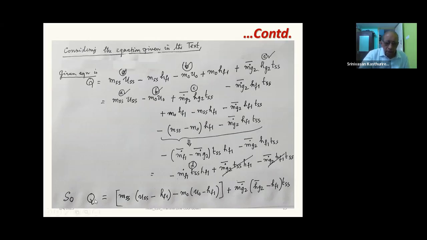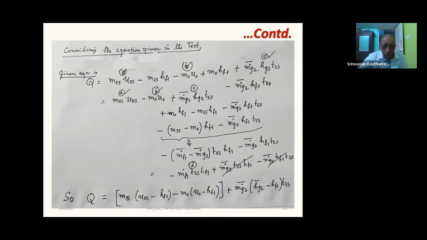Q can be written as M_SS times (U_SS minus h_f1) minus M_0 multiplied by (U_0 minus h_f1), in brackets, plus m dot g2 into (h_g2 minus h_f1) t_SS. That means the same expression of Q we have rewritten in this manner.